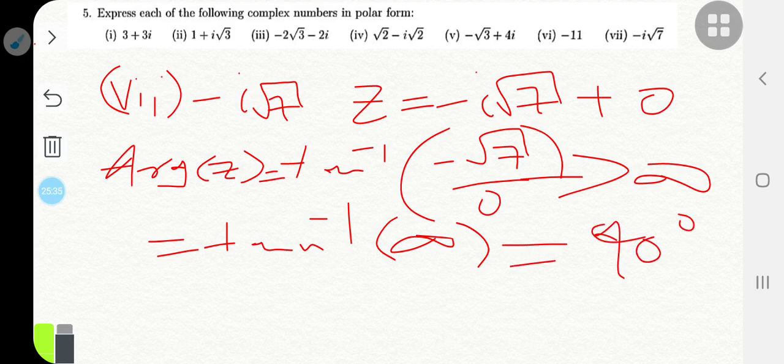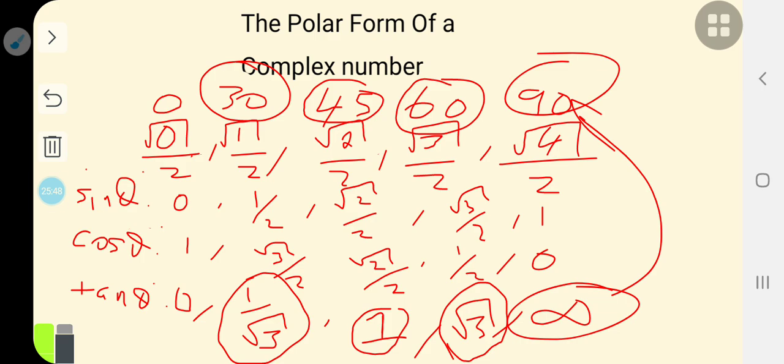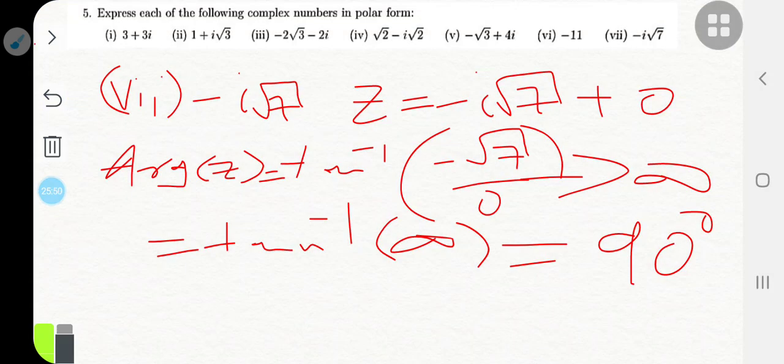So when we go back and check on the table, we see that the tan inverse of infinity is equal to 90 degrees. It's just equal to 90 degrees. Let's check on the table. So the tan inverse of infinity is just equal to 90 degrees.